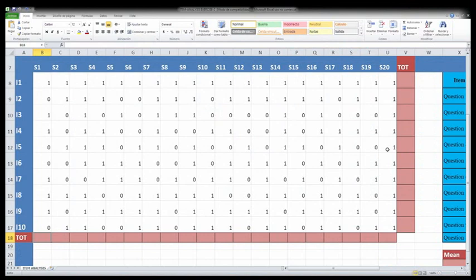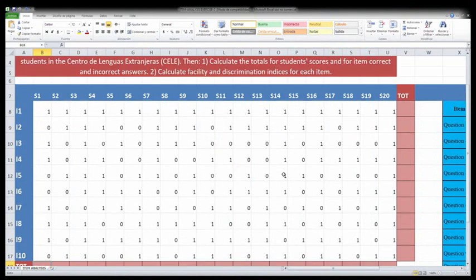This is the first example, and it corresponds to the results of a listening comprehension test. I want you to see that horizontally, we have the number of test takers in a group. In this case, there were 20 test takers in total. Vertically, you will see the number of items in this section of the test, which was the listening comprehension section.